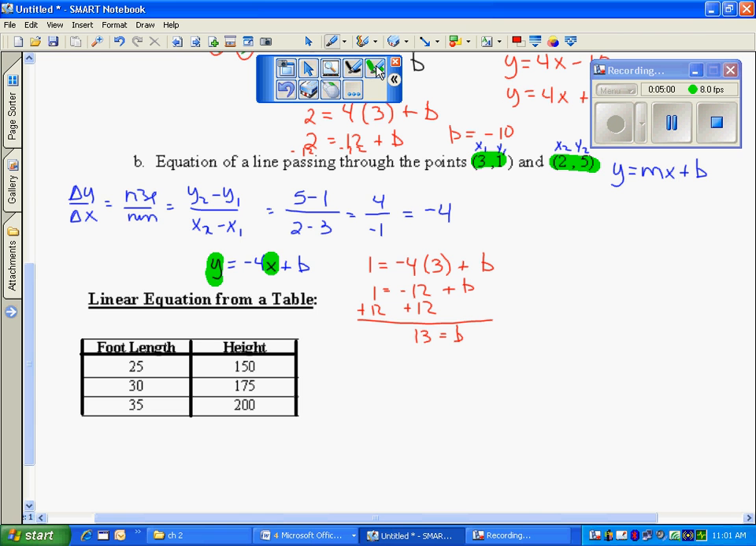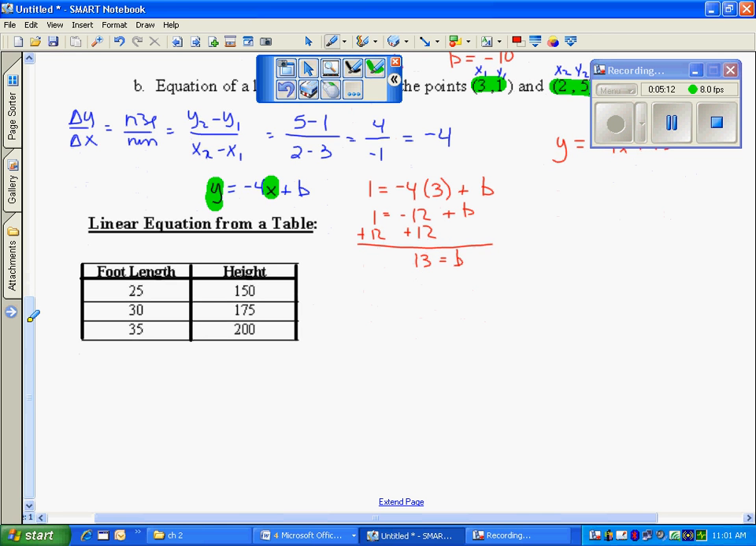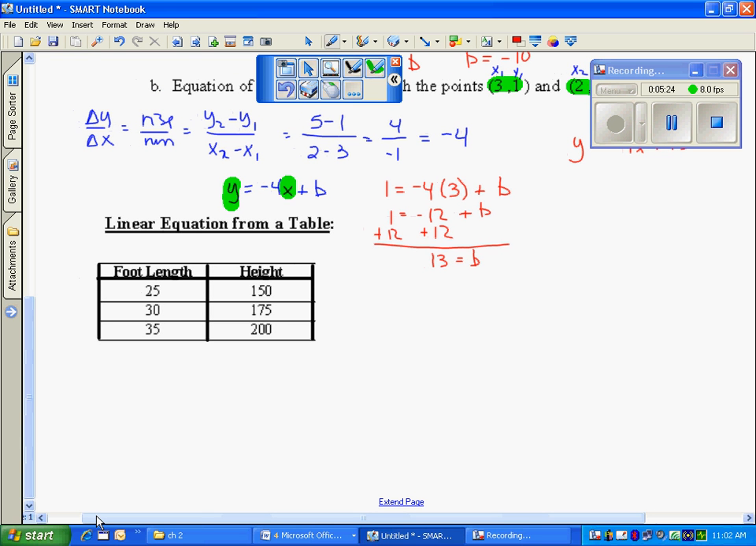Y equals the slope I found from my equation and the y-intercept I found from using one of the two ordered pairs given. Doesn't matter which one, you just must make sure that you put the y-coordinate in for y and the x-coordinate in for x. Now, if I'm given a table, first of all, how do I tell if this is going to have a linear type model? Well, linear means constant rate of change.